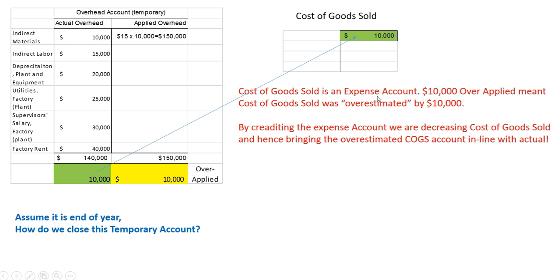One final piece is I've written it here. It's basically an expense account again. 10,000 over applied meant cost of goods sold was inflated, overestimated by $10,000. By crediting the account, we are actually decreasing cost of goods sold and hence bringing the overestimated cost of goods sold in line with actual.